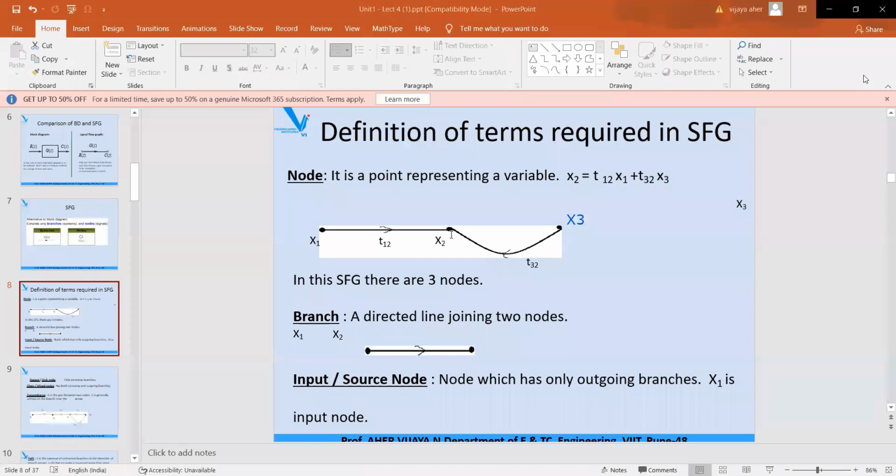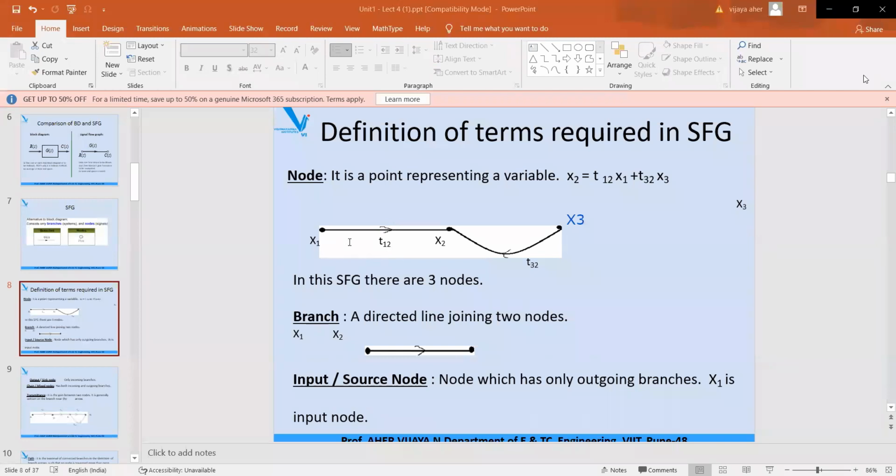x2 is nothing but my variable or node. You can say I am going to write the equation for this x2. How to write? In terms of transmittance. So this is nothing but transmittance. The line, the arrow, that indicates T12, is nothing but transmittance.